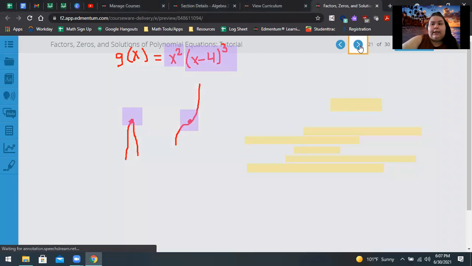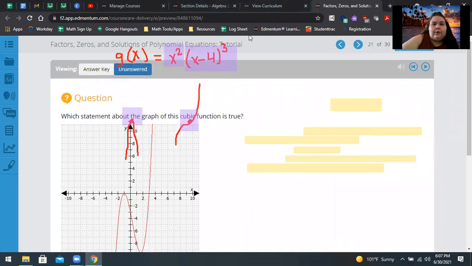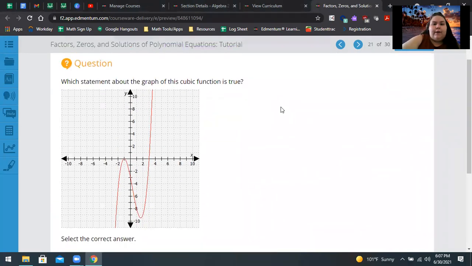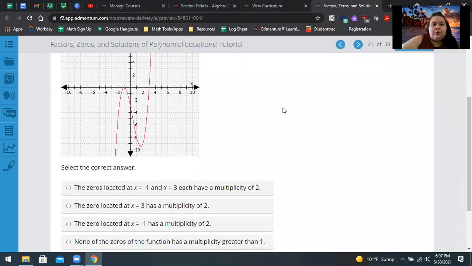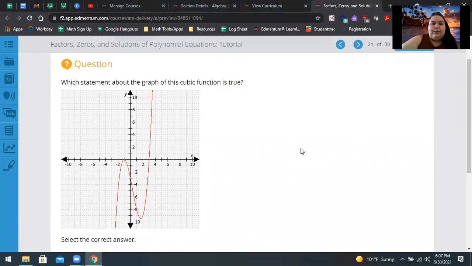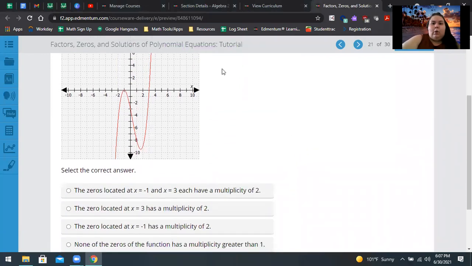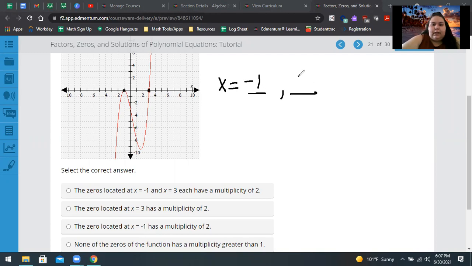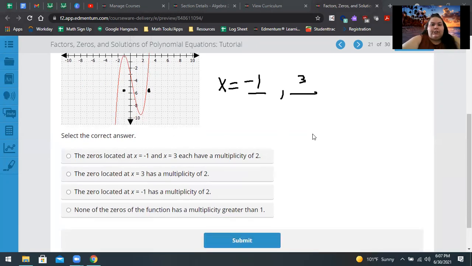Moving on to slide 21, which has a question here. It says, which statement about the graph of this cubic function is true? It looks like the statements are talking about the zeros, so let's go ahead and analyze those zeros. You're going to first identify where it is touching on the x-axis. So you're going to go ahead and give me those two numbers. And with those two numbers, we know it touches here at -1, and we have this at 3. Now, the zeros are located at -1 and 3.